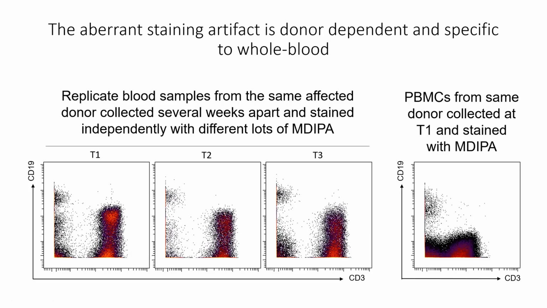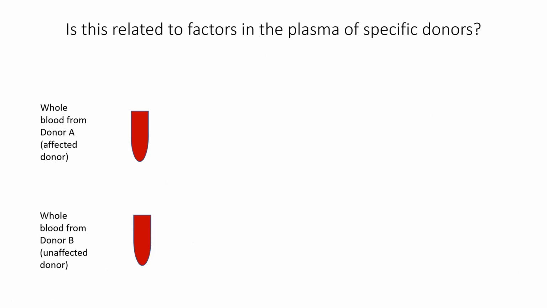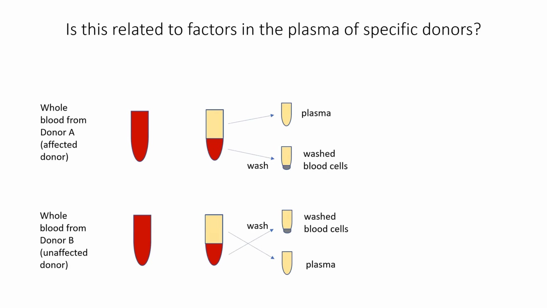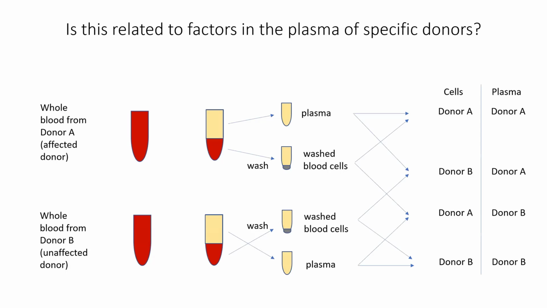So to investigate the possibility that plasma factors were related to this artifact, we decided to do this interesting sample swap experiment, where we got blood from an affected donor and an unaffected donor, spun it down and collected the plasma fraction, and then took the remaining blood cells and extensively washed them to remove any endogenous plasma. Then we did this matrix swap, where we were staining blood from an affected individual in the presence of either autologous plasma or heterologous plasma from an unaffected individual, and vice versa.